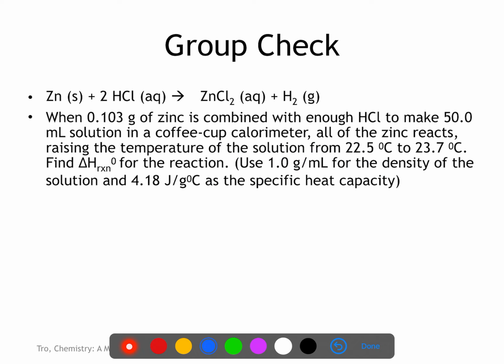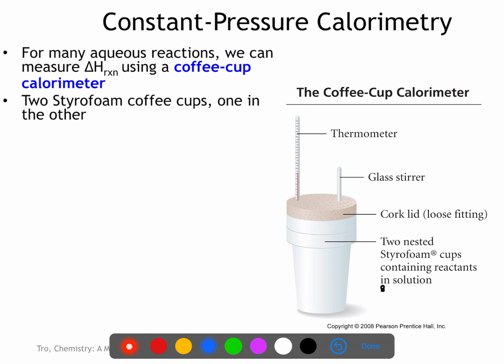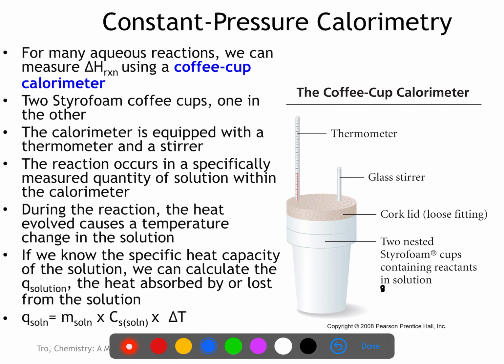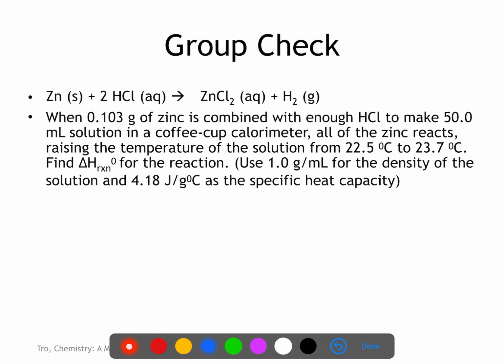So putting that into practice, zinc reacting with hydrochloric acid forms zinc chloride and hydrogen gas. When 0.103 grams of zinc is combined with enough hydrochloric acid to make 50 milliliters of solution in a coffee cup calorimeter, all of the zinc reacts, raising the temperature of the solution, causing this temperature change from 22.5 degrees Celsius to 23.7. I lost my slide there for a second. There we are.